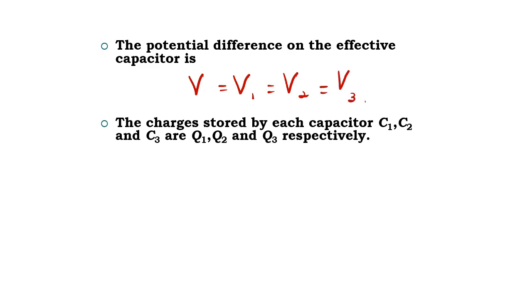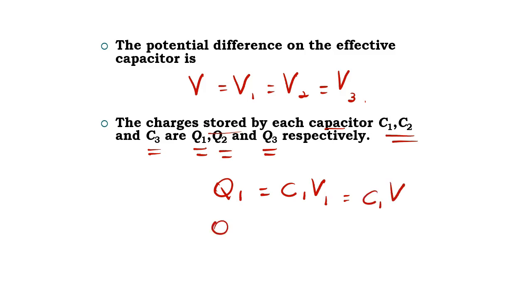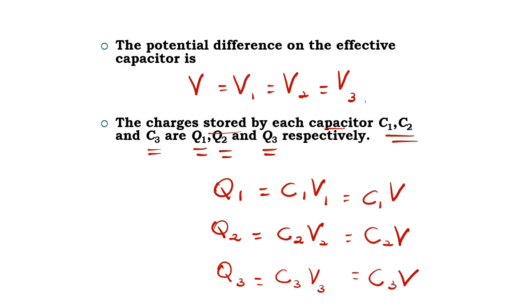So the charge stored by each capacitor C1, C2 and C3 are Q1, Q2 and Q3. So we can put here Q1 equal to C1V1, which equals C1V. You can also use the same method for Q2, which equals C2V2, which also equals C2V. And for Q3 also the same, C3V3, which equals C3 times V.